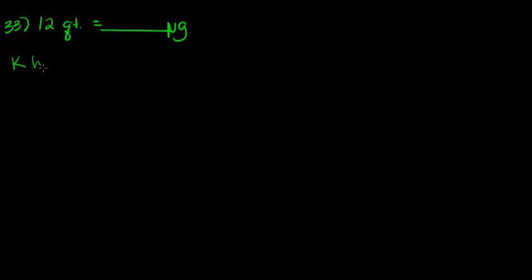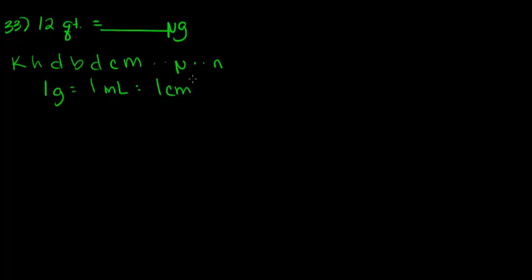So, King Henry died by drinking chocolate milk. And we've got, what else? We're going to be using 1 gram, 1 milliliter, 1 cubic centimeter of pure water. And we're also going to need 1 liter equals 1.06 quarts, or 1 quart is 0.95 liters. Either or. And we'll do it both ways.